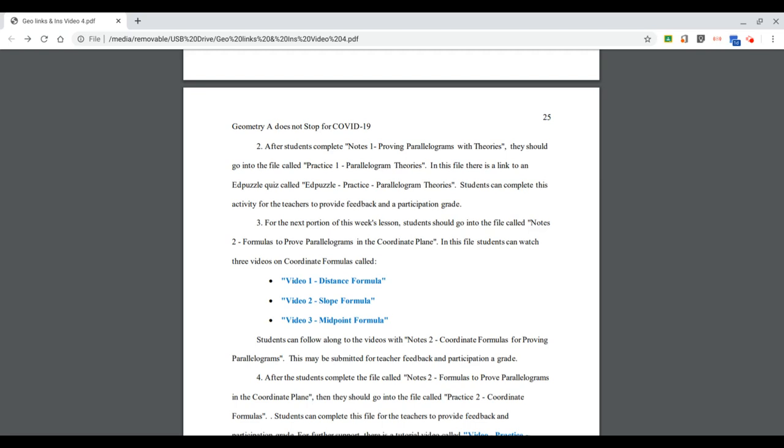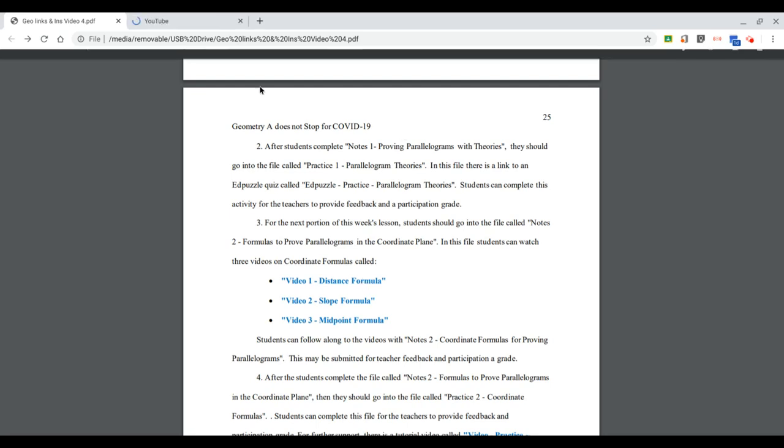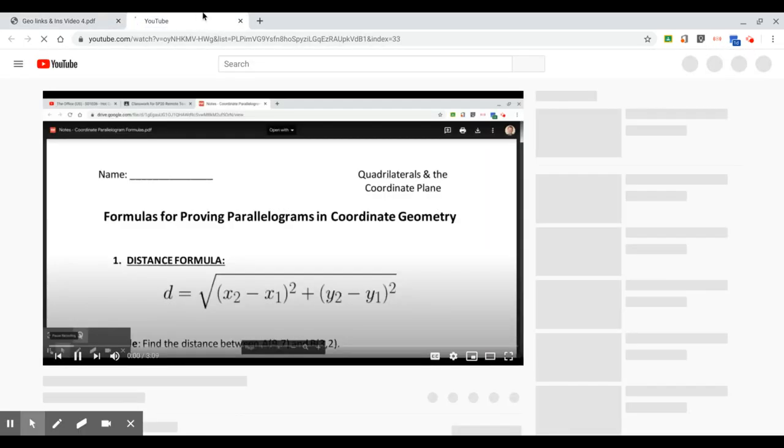For the next portion of the week's lessons, students will go into the file called Notes 2, formulas to prove parallelograms in the coordinate plane. In this file, each student can watch 3 videos on coordinate formulas, and they only specifically focus on the formulas. They're not yet using them to apply to parallelograms. So the formulas are distance formula, slope formula, and midpoint formula, and there's a tutorial video on each, and they are both active for viewing. I'll let you view at your own convenience.